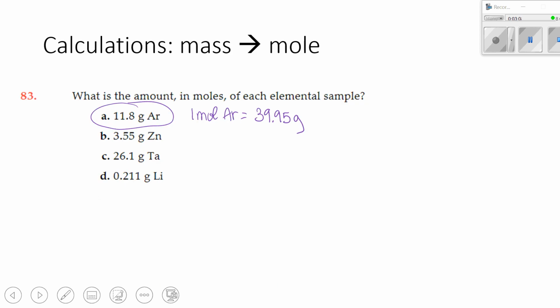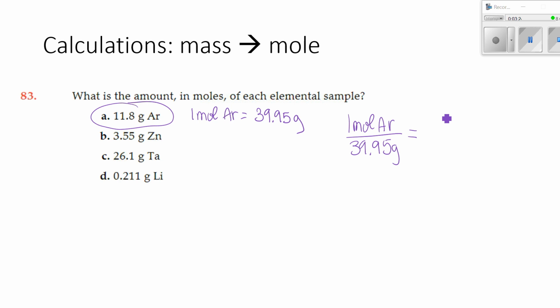Okay, so I'm going to show you how you might set this up using equivalent fractions, if that is something that would make sense to you. What you could say is 1 mole of argon is 39.95 grams. So X moles of argon, that's my unknown, would weigh 11.8 grams. That's one way of thinking about setting up this problem. You can set up 2 fractions that are equivalent to each other. This is your unknown you're trying to solve for, moles.